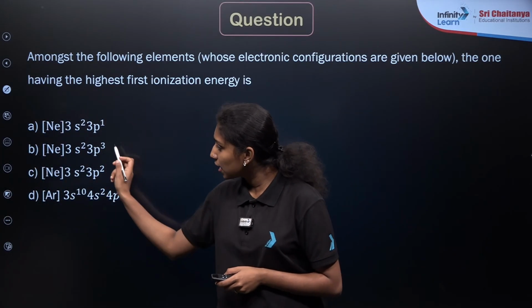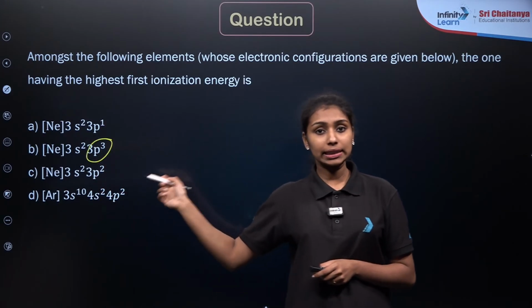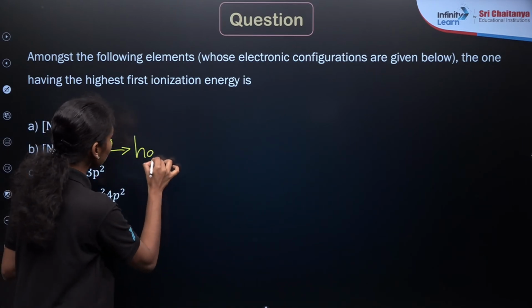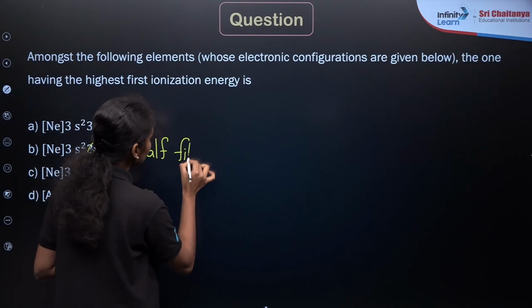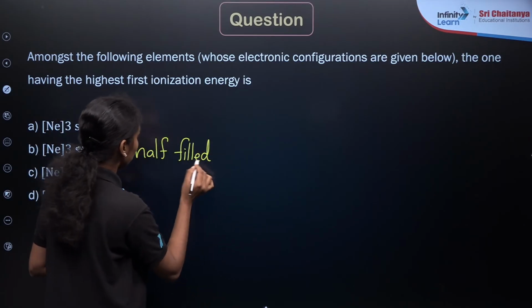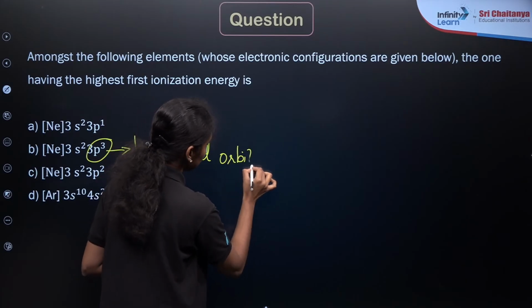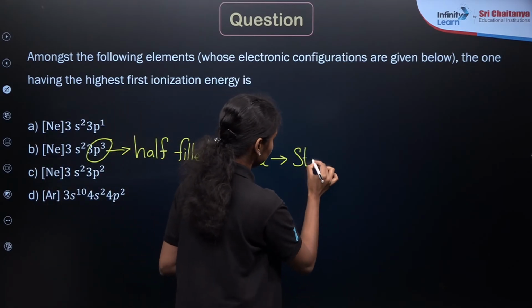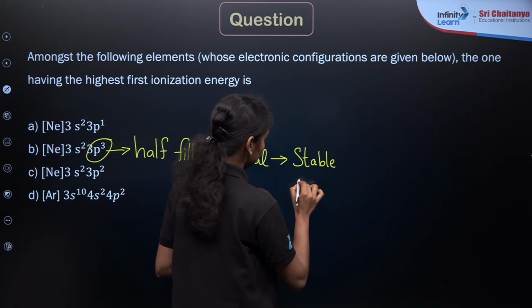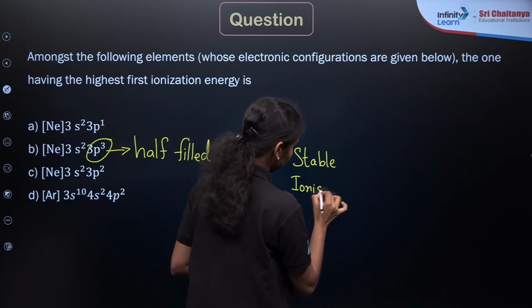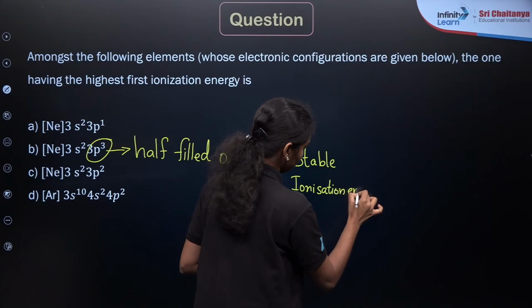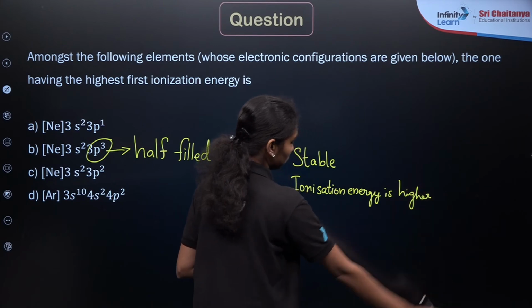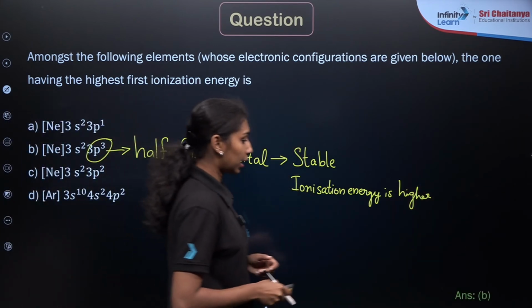So if I am comparing here, in the case of the second option, 3p3, it is a half-filled orbital, right? Half-filled orbital means it will be more stable. So if you want to remove one electron from the 3p3 orbital, we need to give more energy, so that its ionization energy will be maximum. So option B will be the correct answer here.